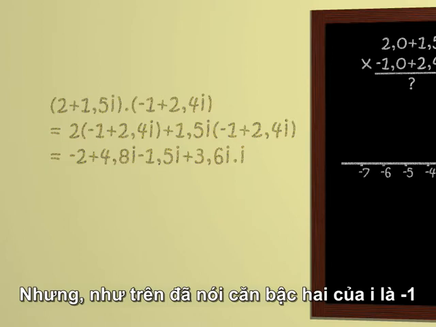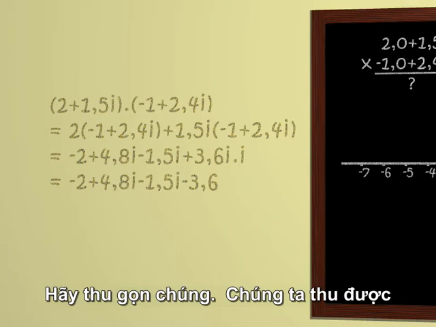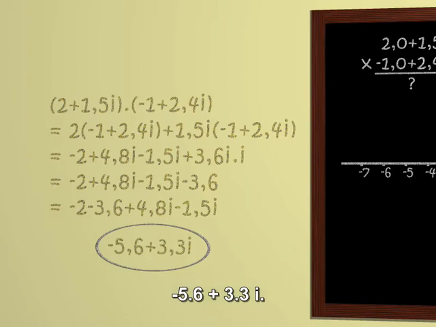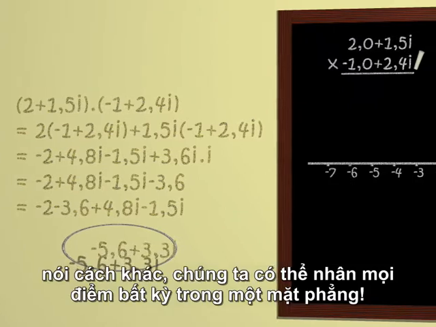But i squared is -1, since we invented i for this purpose. So we get -2 plus 4.8i minus 1.5i minus 3.6. And tidying up, that gives us -2 minus 3.6 plus 4.8i minus 1.5i, giving us in all -5.6 plus 3.3i. There you are. We know how to multiply complex numbers. In other words, we can multiply points in a plane.